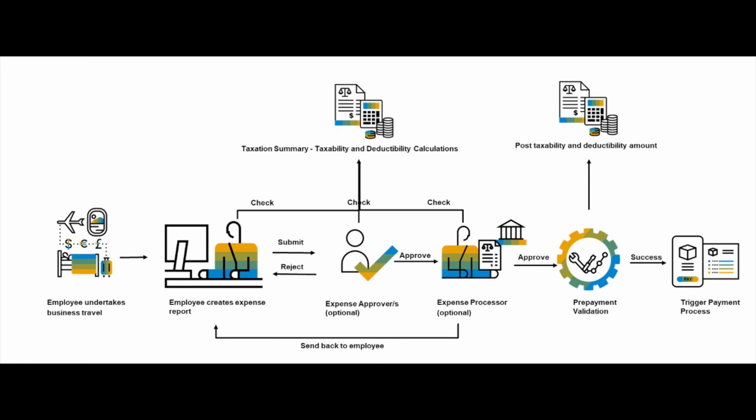Once the expense report is submitted, based on the workflow configuration, there can be one or more approvers who need to approve the report and expense processors who need to process the report. The expense approver and processor can also navigate to the on-demand taxation summary screen to check the split amount for relevant expenses. Once the report is approved by the processor, it goes to prepayment validation, where it posts the calculated data to the system. Once the calculated amount is stored, workflow triggers the payment process. If the report is rejected by the processor, it will go back to the employee.